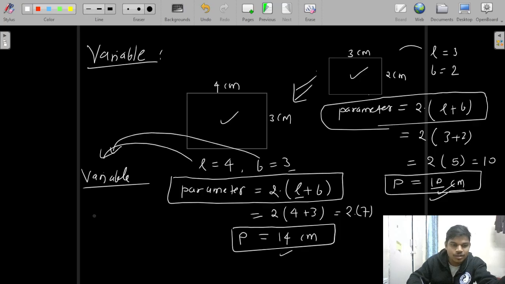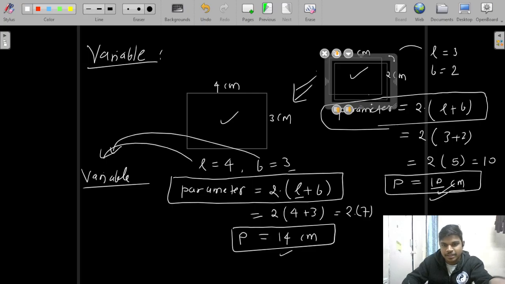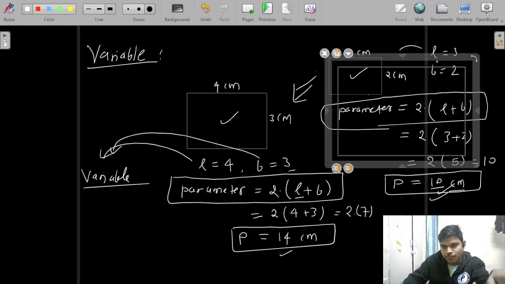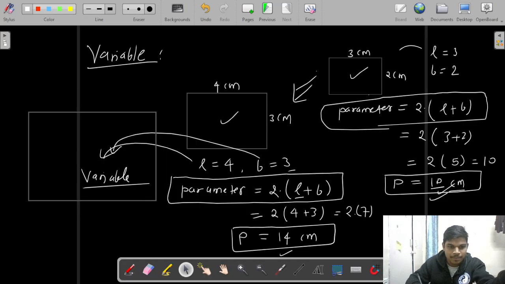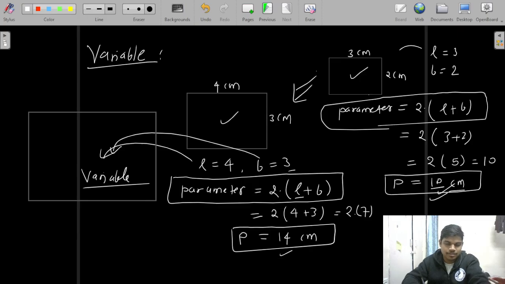That is the thing I am going to convey to you. If you take any other rectangle of a bigger size, you will again see some change in its perimeter. So I hope the variable is now defined properly and everything is clear about the variable. Let's take a very simple example, a more simple example.